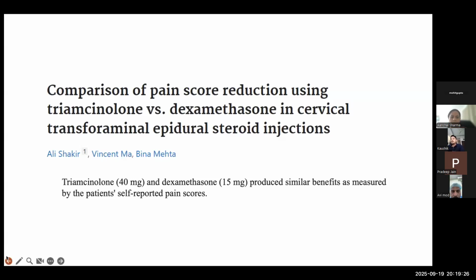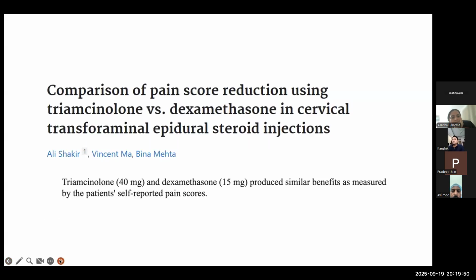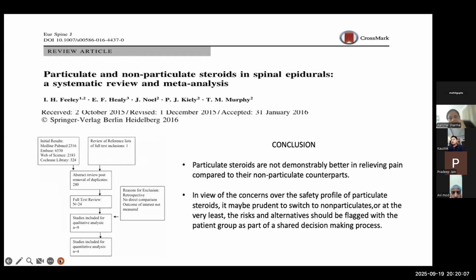So next, coming to the current evidence and literature, what does it say regarding the use of transforaminal epidural steroid injections? The first study we have here is regarding the safety of cervical transforaminal epidural steroid injections, which was published in the Interventional Pain Medicine Journal in 2024. This was a huge study in which 6,000 patients receiving cervical transforaminal epidural injections were studied. They concluded the superiority of cervical transforaminal injections with non-particulate steroids over particulate steroids.